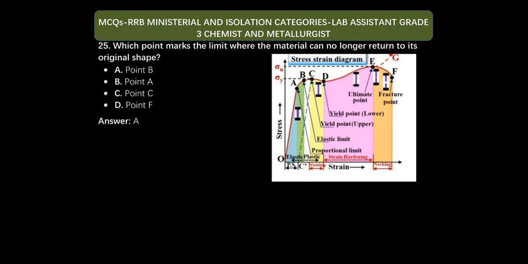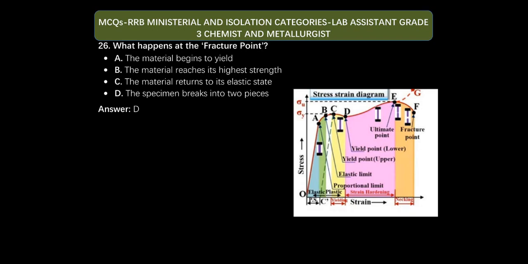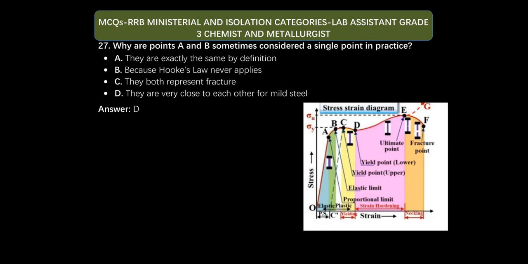Which point marks the limit where the material can no longer return to its original shape? Option A, point B. What happens at the fracture point? Option D, the specimen breaks into two pieces. Why are point A and B sometimes considered a single point in practice? Option D, they are very close to each other for mild steel.